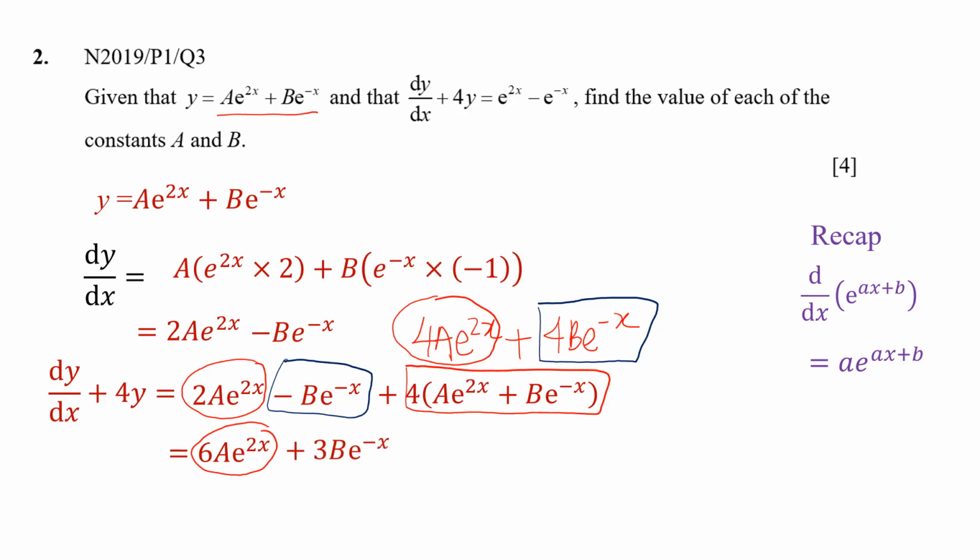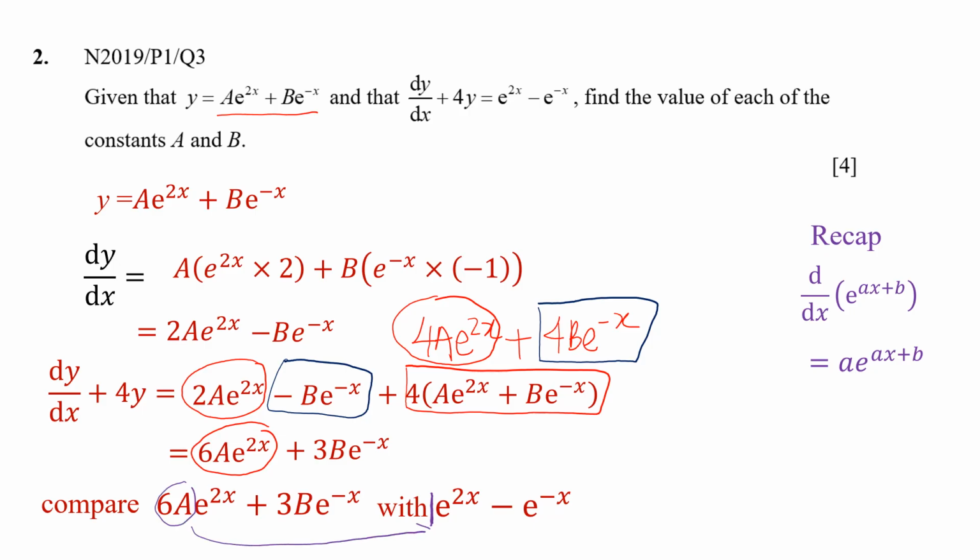Okay, right. And we are going to compare whatever we have with what we're given. You can see that the coefficient of e to the power of 2x is 1. So we need to compare it with our 6a. That means our 6a will be equal to 1. And the coefficient of e to the power of negative x is negative 1. So this will be compared with 3b. So from there, I can find the values of a and b.